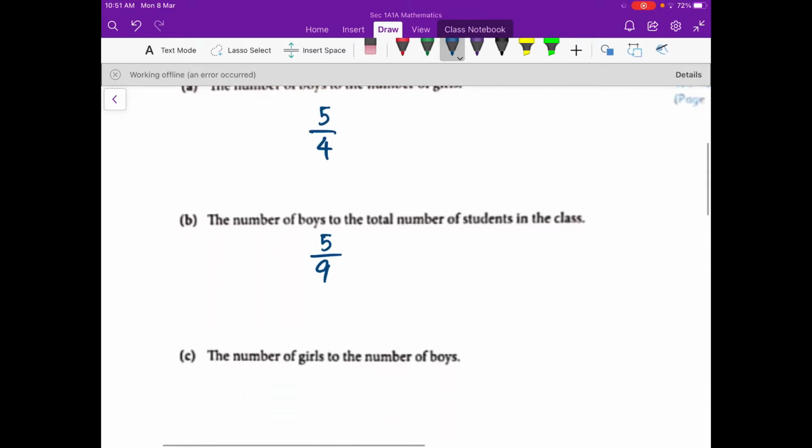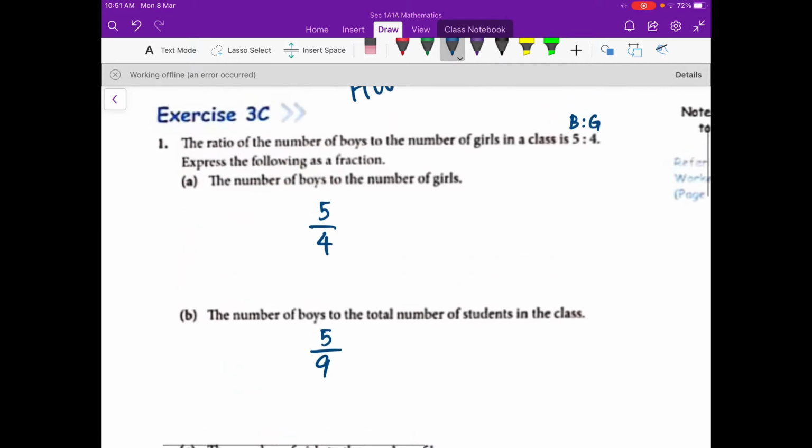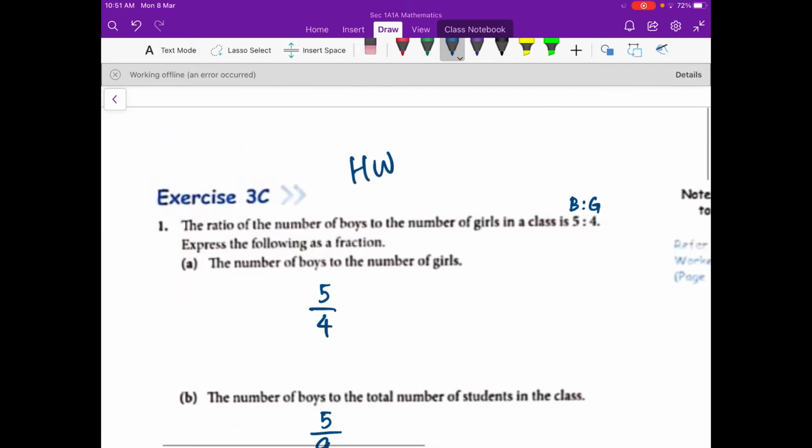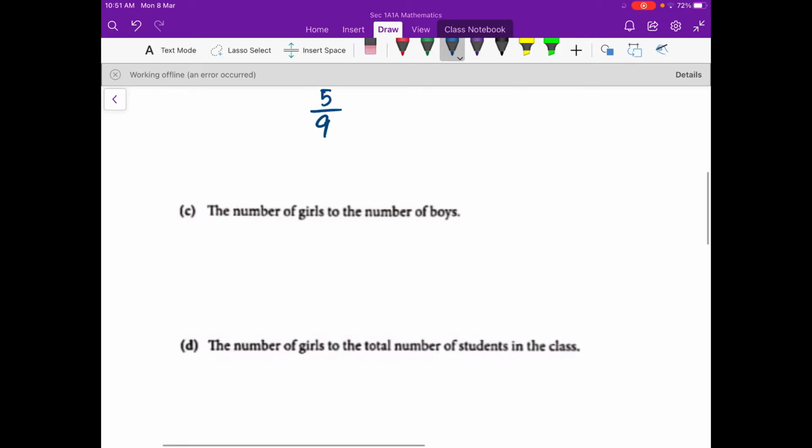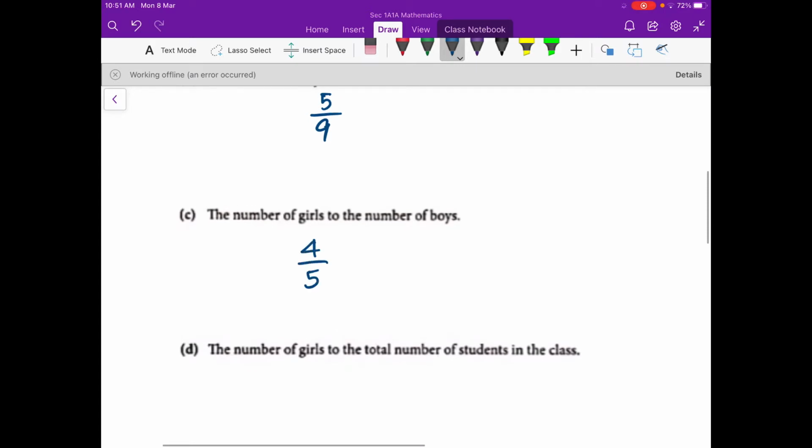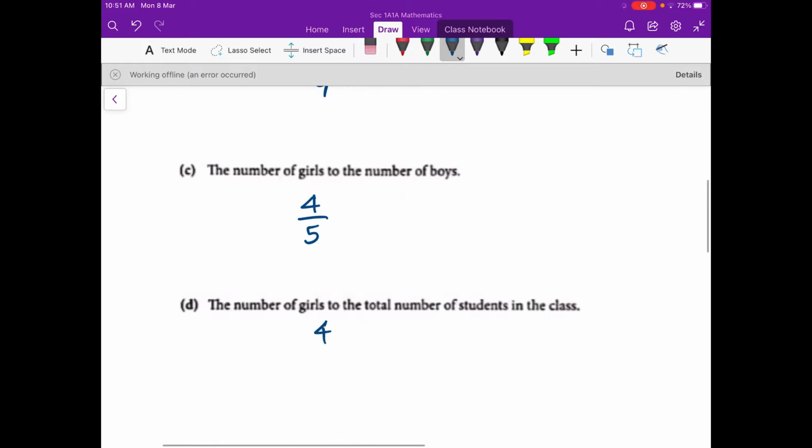Next, number of girls to the number of boys. Girls 4 units, boys 5 units. So 4 over 5. Finally, number of girls to the total. 4 over 9 over here.